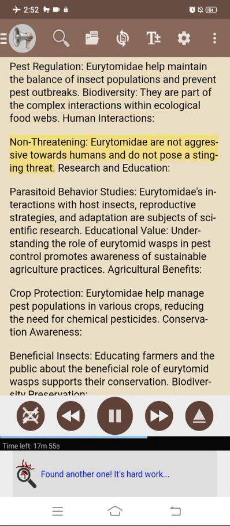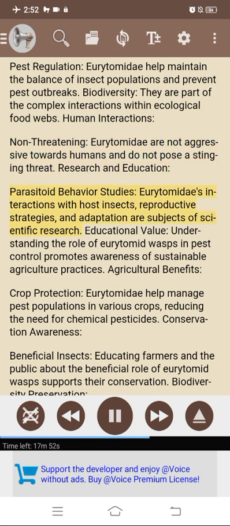Human interactions. Non-threatening. Urotomedy are not aggressive towards humans and do not pose a stinging threat. Research and education. Parasitoid behavior studies. Urotomedy's interactions with host insects, reproductive strategies and adaptation are subjects of scientific research. Educational value. Understanding the role of urotomid wasps in pest control promotes awareness of sustainable agriculture practices.